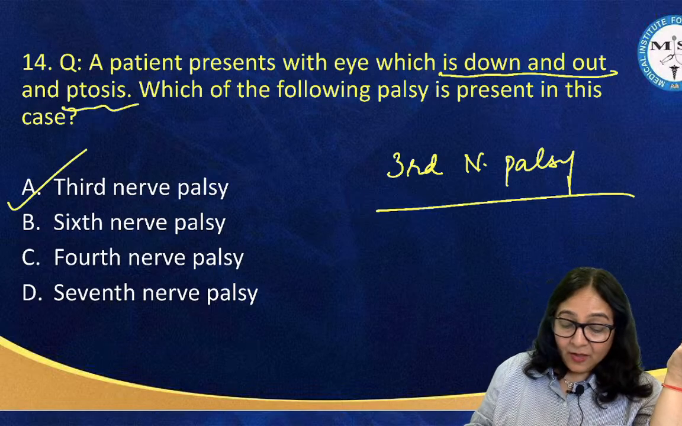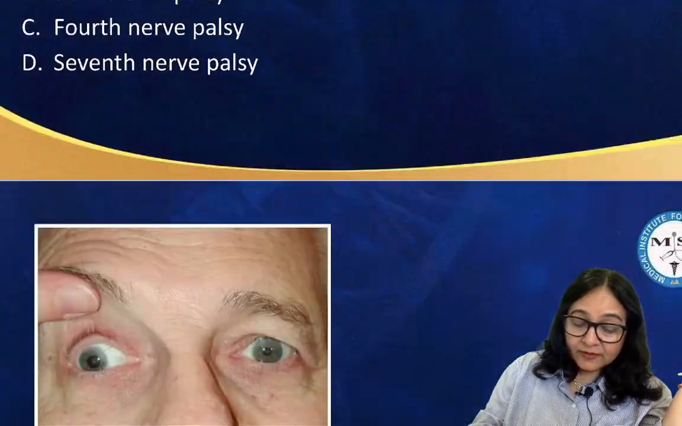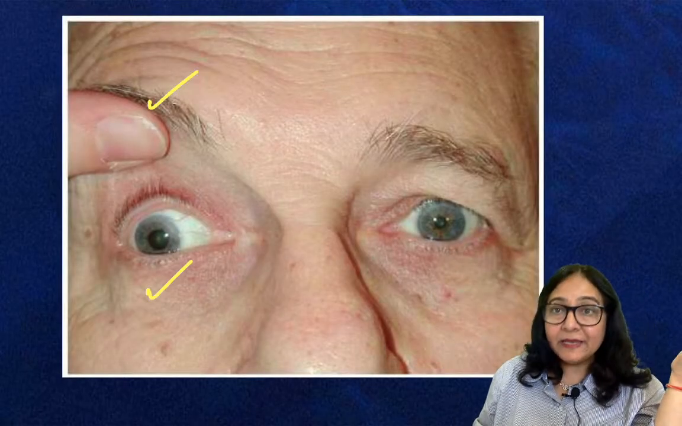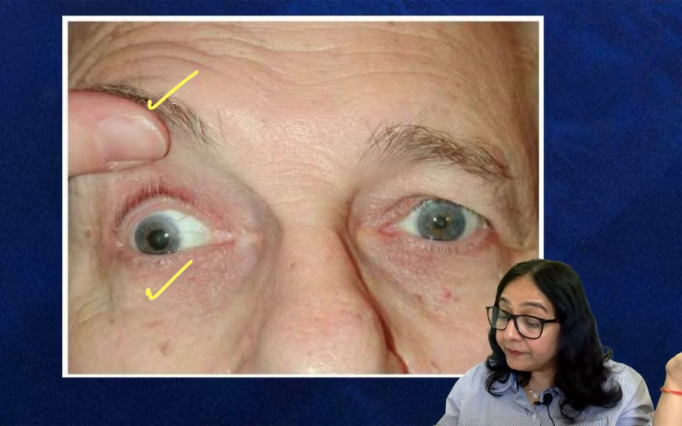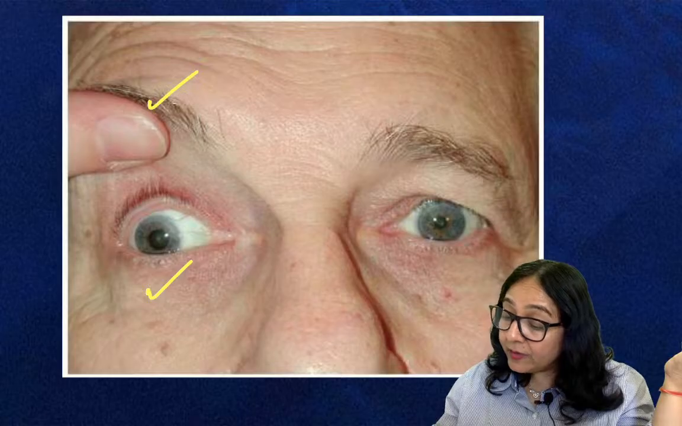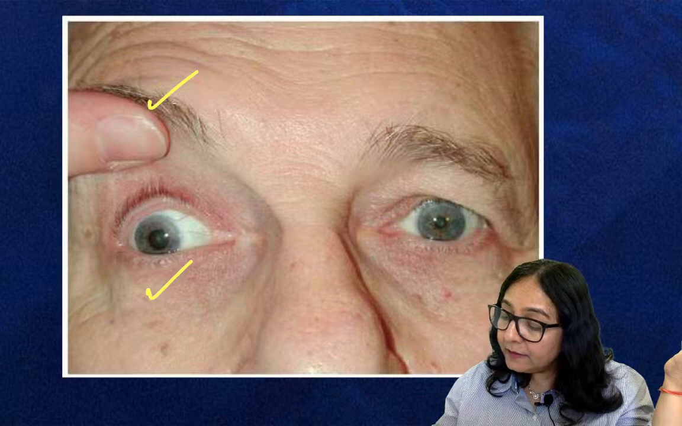Okay, so this is how your third nerve down and out position of the eye. Why is the eyelid being lifted? Because of the ptosis. Okay, so the option is congenital third nerve, supranuclear lesion something, and pseudo.